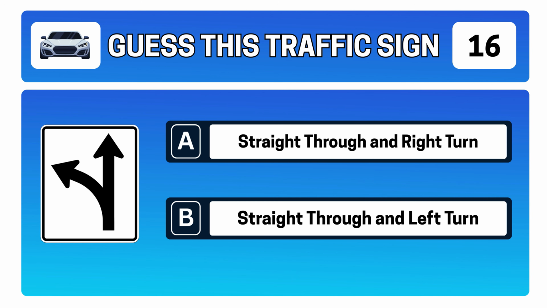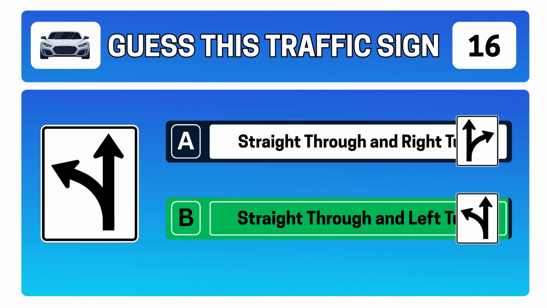Guess this traffic sign. A. Straight through and right turn. B. Straight through and left turn. Well spotted. It is the straight through and left turn sign.